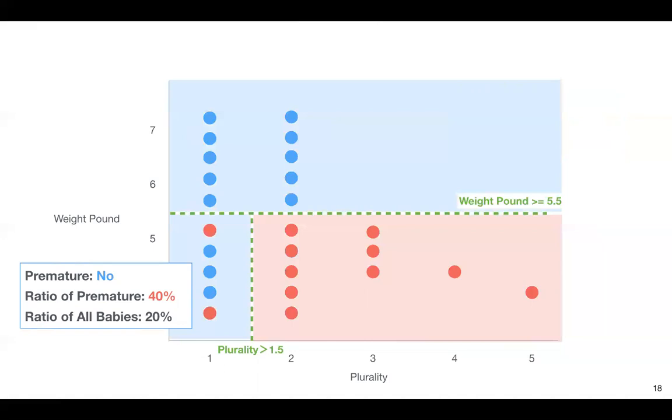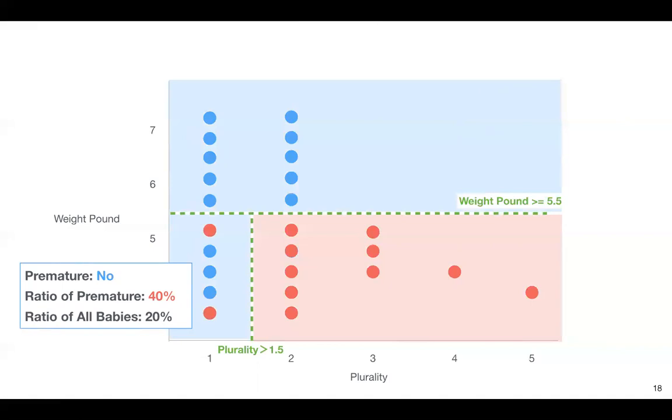So if you ask if this is premature, the answer is no, because the majority are no. It's not 100%, but the majority is no. And then the percentage of premature babies in this bucket, because the basic question here is whether the baby is going to be premature or not. So we ask premature, and then only 40%. So it's a minority, but 40% of the babies are premature in this group.